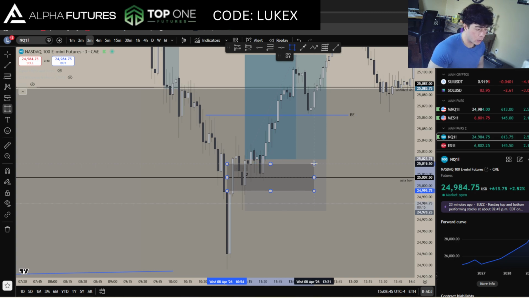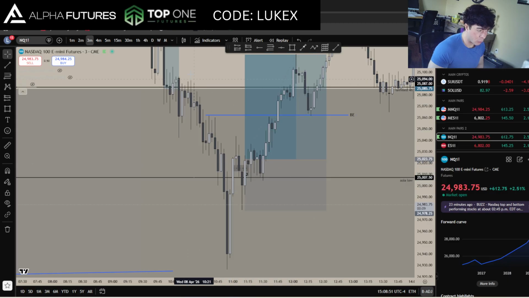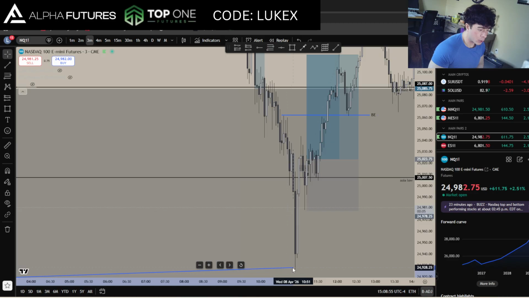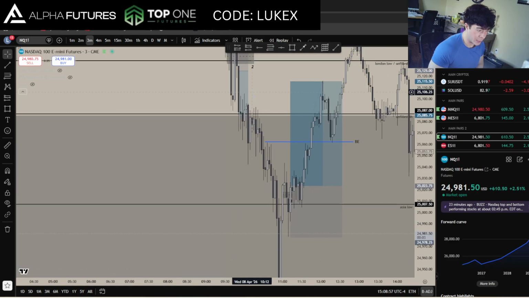So at this point, I'm like, okay, we broke structure on the 1 minute. We're delivering out of a higher time frame 4-hour gap after dumping. We have low resistance liquidity above. We have a bullish SMT. There's a high probability that I can at least catch this move right here to take out all this LR.